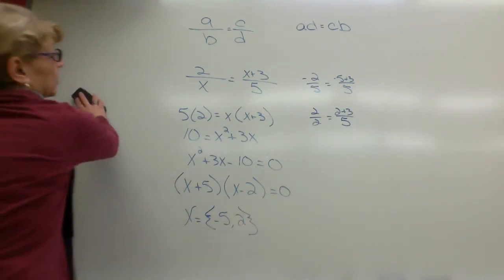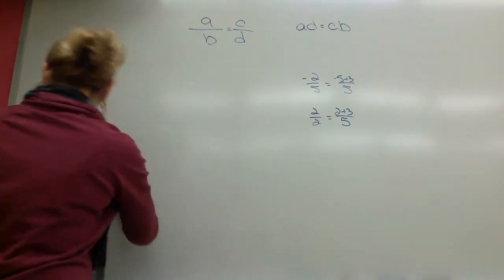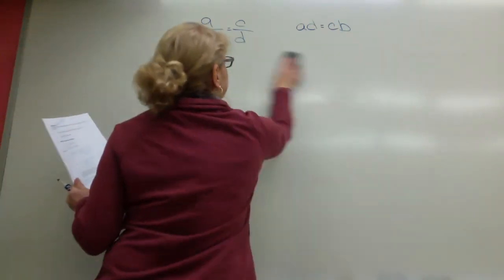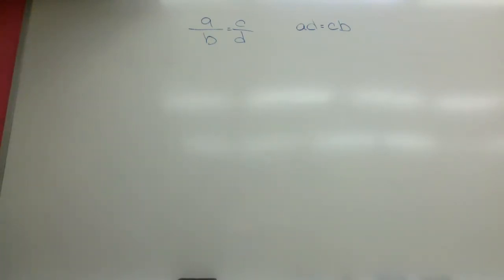Next one's going to be our word problem, number 3 in this section. It says the ratio of men to women at a football game is 4:3. If there are 12,000 more men than women in attendance, then how many men and how many women are in attendance?